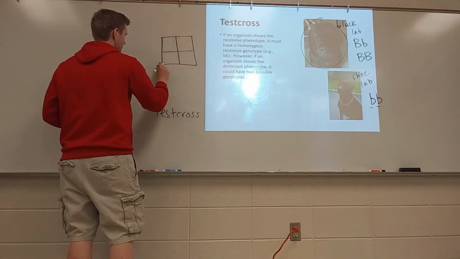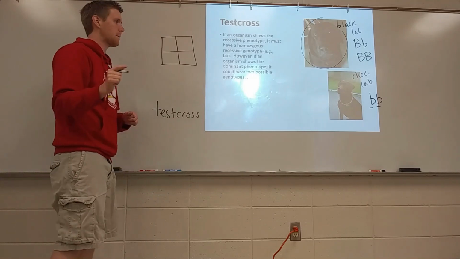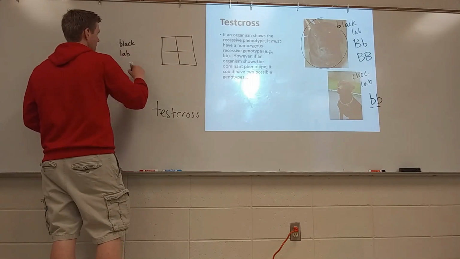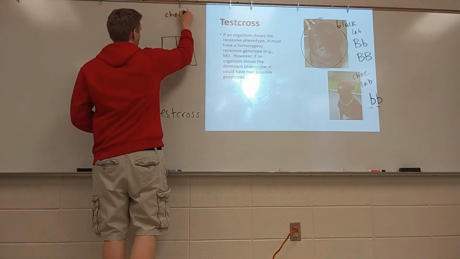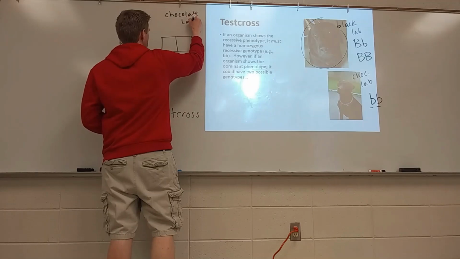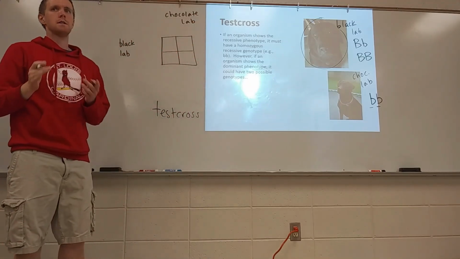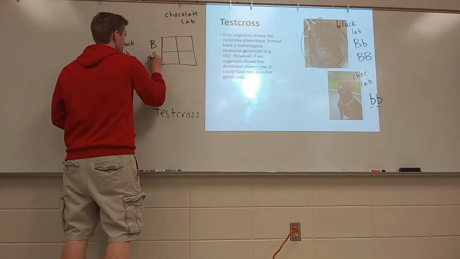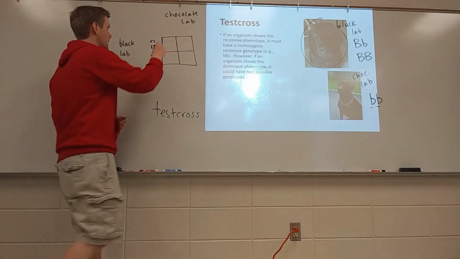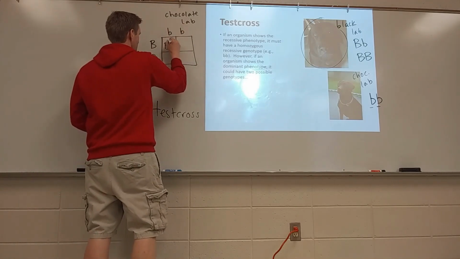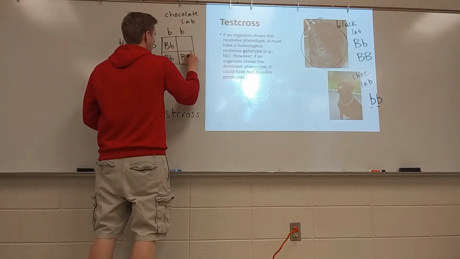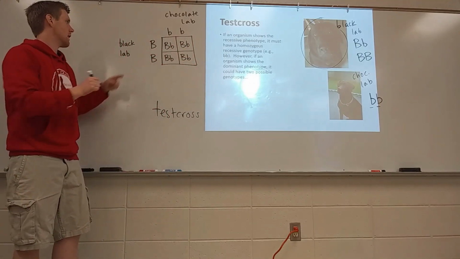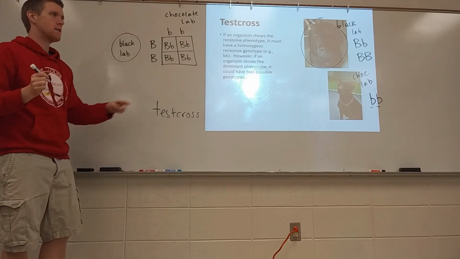One English letter, the letter B, so it's a 4-square Punnett square. Your black lab, we'll put over here. You're going to want to mate a black lab with a chocolate lab and see what the puppies look like. Let's say that your black lab is homozygous dominant. If you mate that black lab with a chocolate lab, every single puppy will be a black lab, because the only gene that your black lab can pass on is the dominant one.